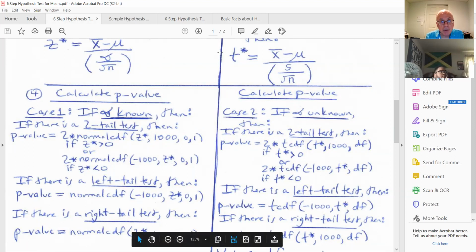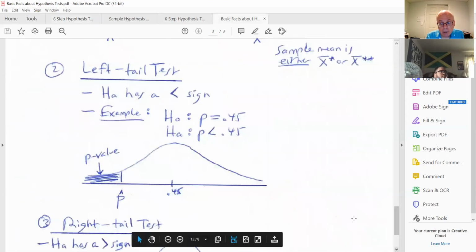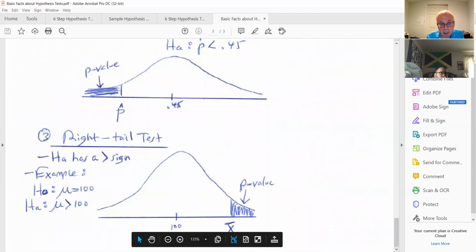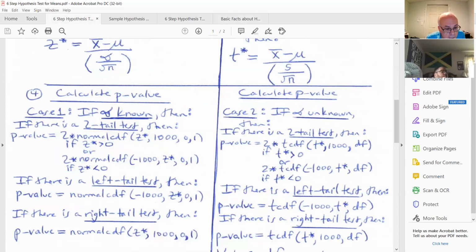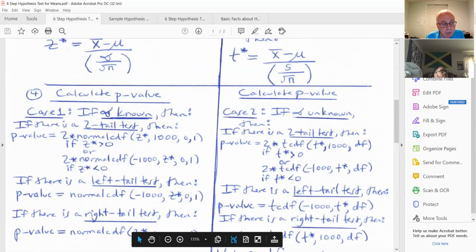If you have a right tail test, once again, let's go back to this PDF. The area is going to be to the right this time. That's a right tail test, because the alternative hypothesis has greater than. Then we use the normal CDF. We'll use normal CDF Z star, comma 1,000, comma 0, comma 1.